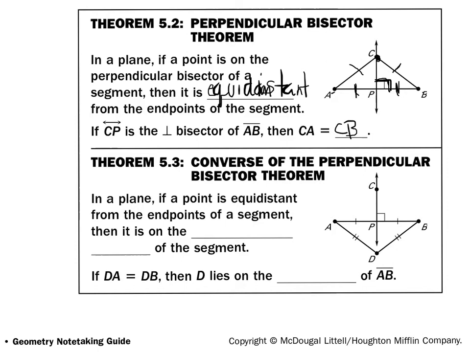So the converse of the perpendicular bisector. In a plane, if a point is equidistant, so D is equidistant from B to A because of the double hash marks, then it's on the perpendicular bisector of the segment. If DA equals DB, then D lies on the perpendicular bisector.